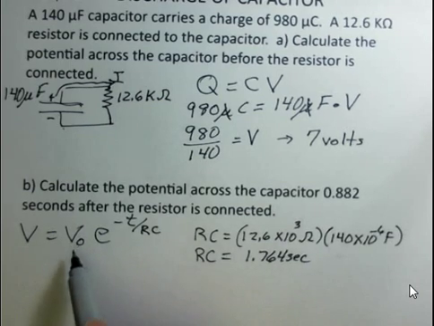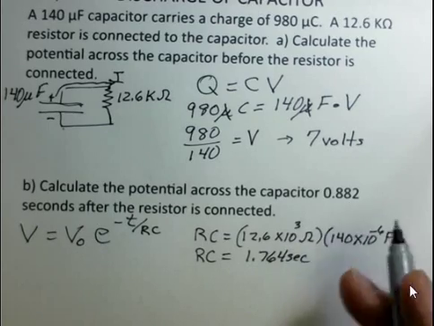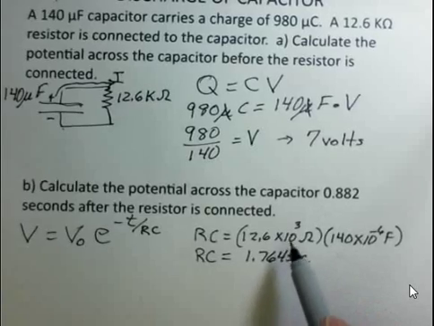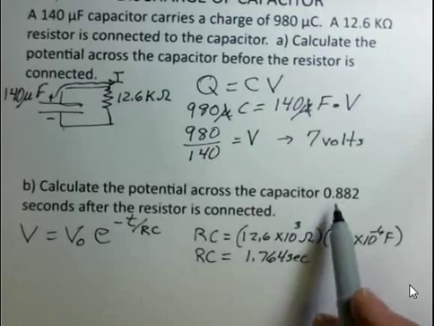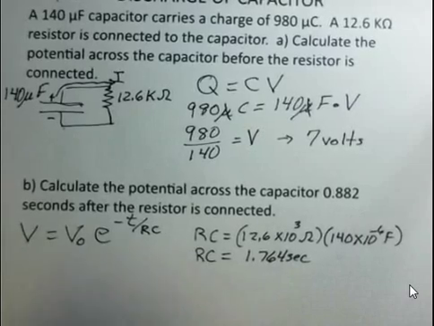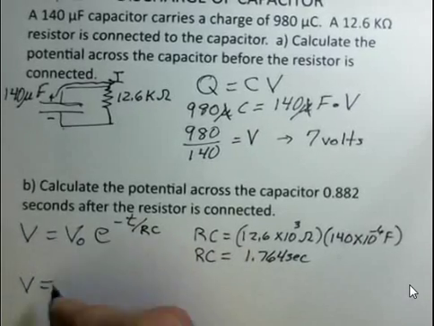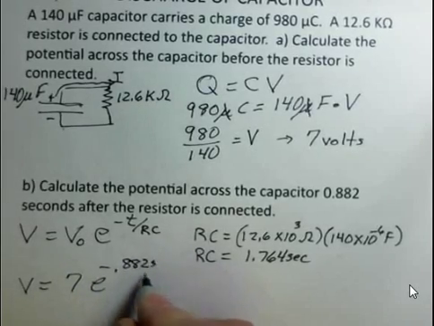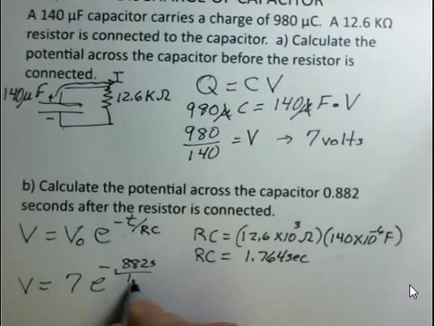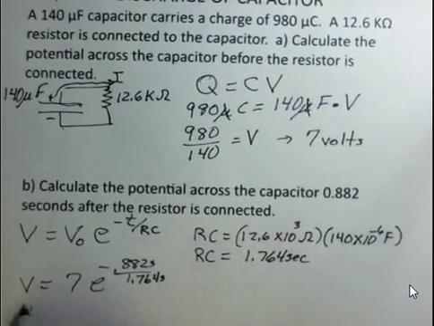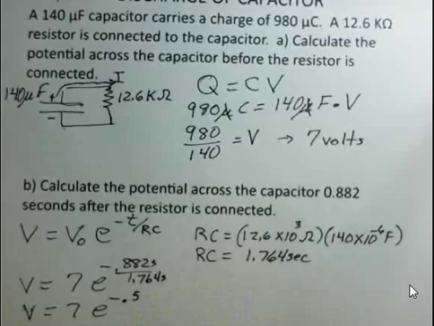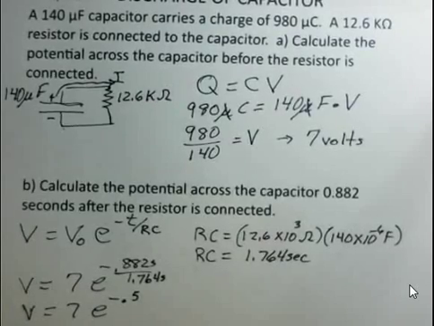So if we start with 7 volts and we go for a time half of the RC time constant, will the voltage just be 3.5 volts? What do you think? Well, let's see how it works out. So V equals 7 e to the minus 0.882 seconds divided by 1.764 seconds. That's 7 e to the minus 0.5. The 0.882 is half of 1.764. Should check that on your calculator.